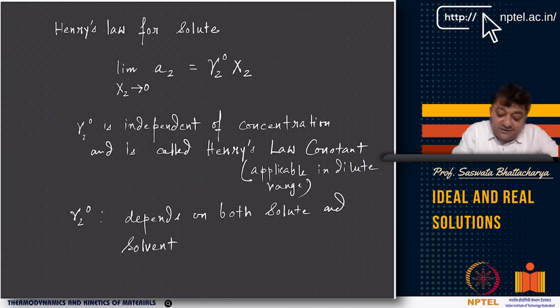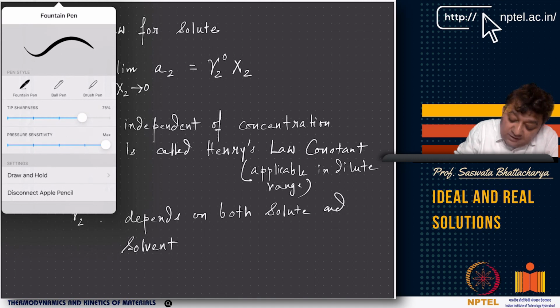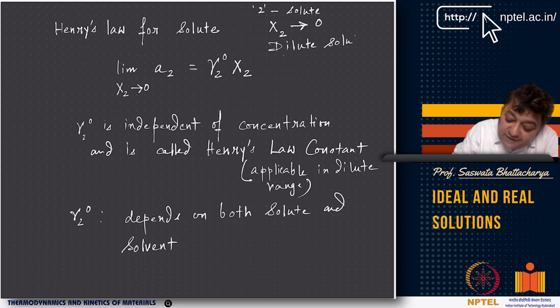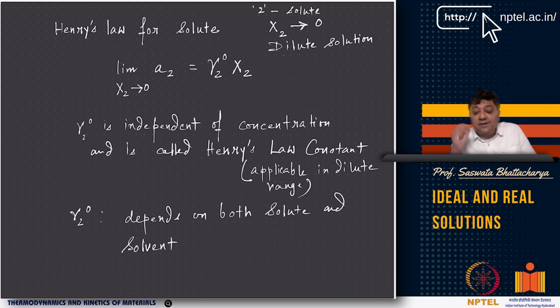That is correct. But Henry's law is for solute. So when x2 tends to 0, this is for solute. So x2 tends to 0 is the dilute solution limit. x2 is your solute, say 2 is your solute. And x2 tends to 0 is called the dilute solution limit or dilute solution. When you define dilute solution, we are telling that the concentration of solute tends to 0.